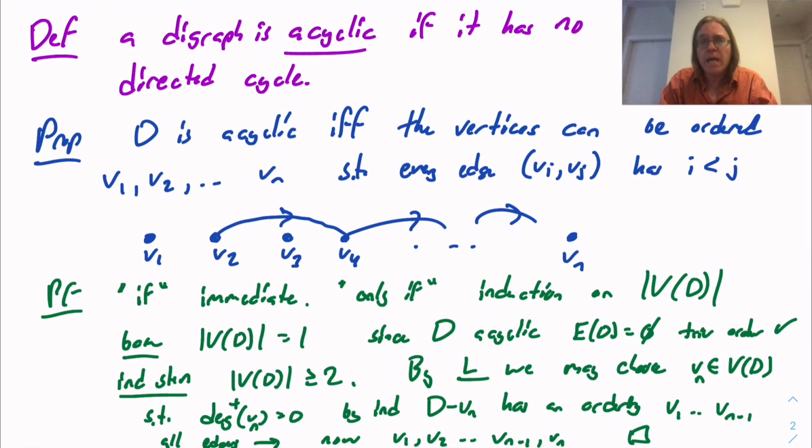This is not by any means a complete story, but it is a very, very useful tool. Again, if a digraph is acyclic, this means that you can order the vertices v1 up to vn so that all of the edges are directed left to right in this picture. And vice versa. If you have a digraph with this kind of linear ordering and all edges going left to right, then you will be acyclic. So this is a necessary and sufficient condition for being acyclic.